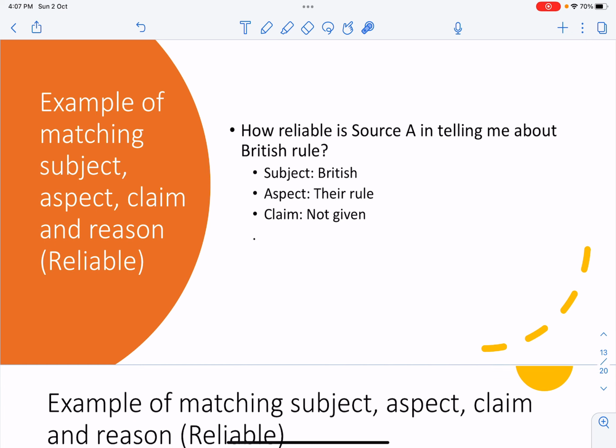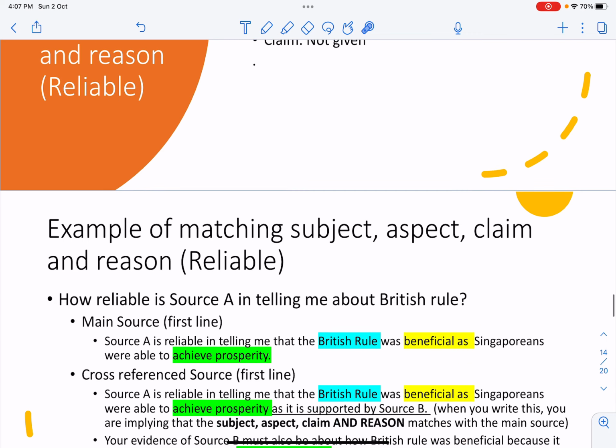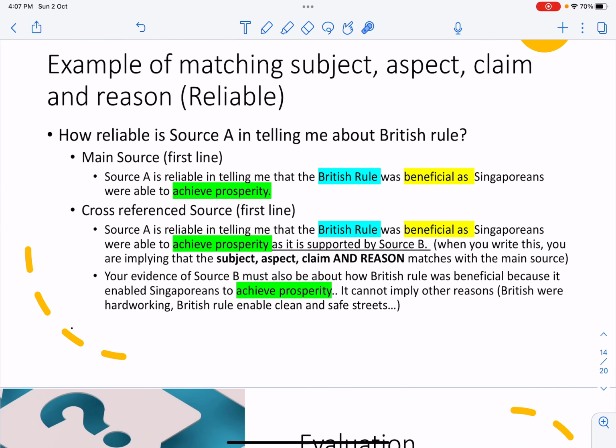Example number 2. And this is more straightforward. Okay, how reliable is source A in telling me about British rule? Subject, British. Aspect, the rule. Claim, not given. So let's look at the answer. Source A is reliable in telling me British rule. Okay, I keep to the same subject and aspect, which is British rule.